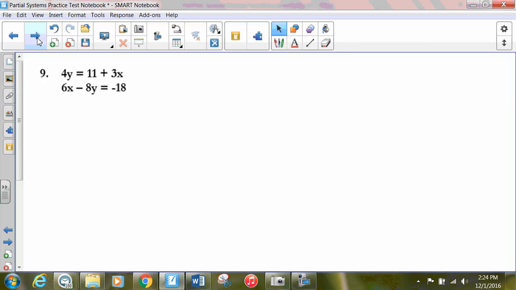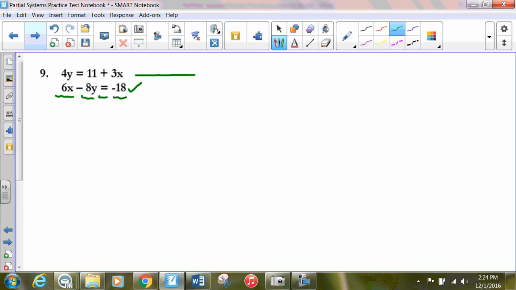This next one, although we used substitution for number 8, for number 9, it's set up so that we can use elimination to solve. And the first thing that we're going to do with elimination is ask ourselves, are they both in standard form? We look at this second equation and we're like, sure, this is in standard form: the x term, then the y term, then the equal, then the number. That's good. But this one, not so much.